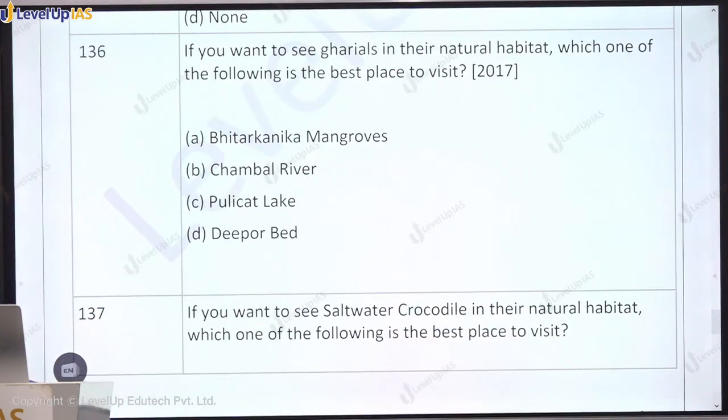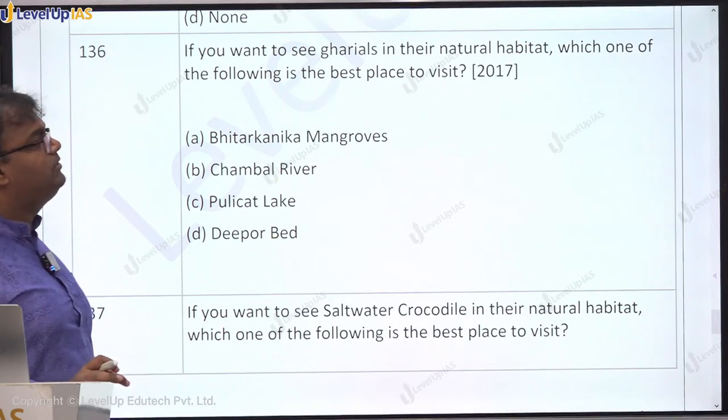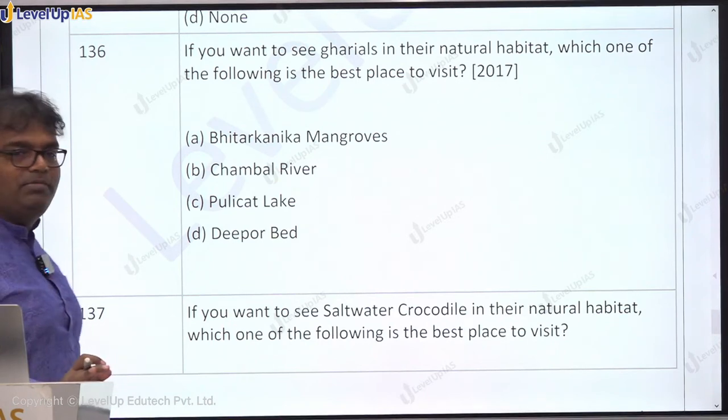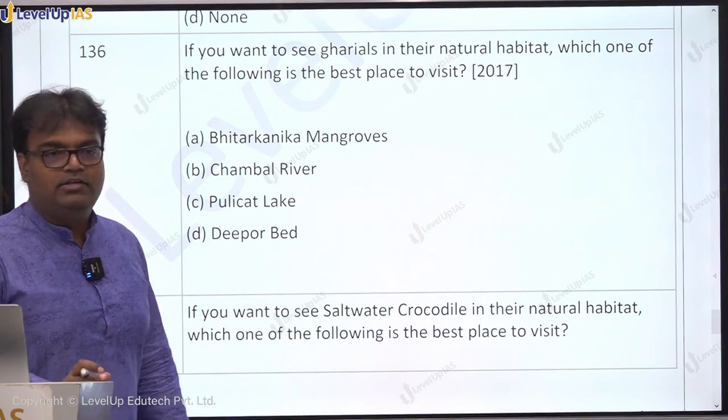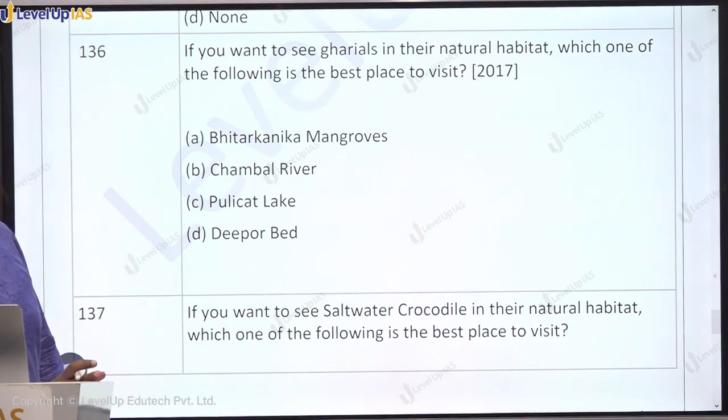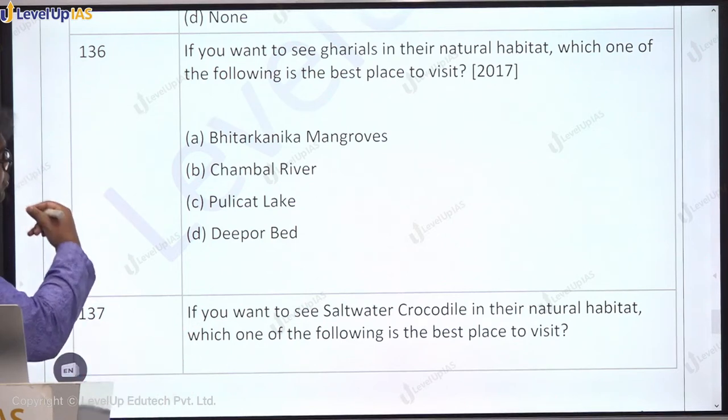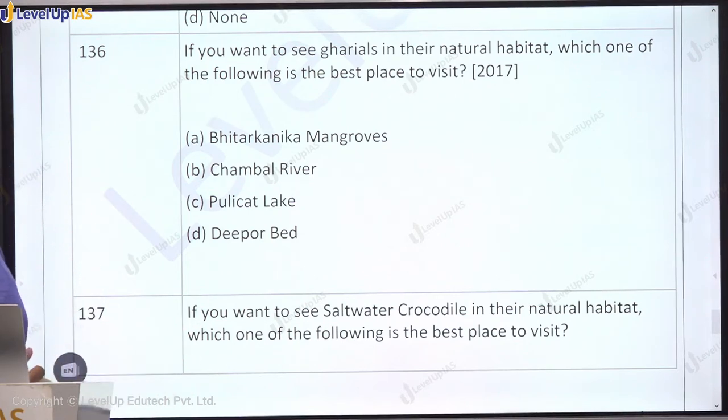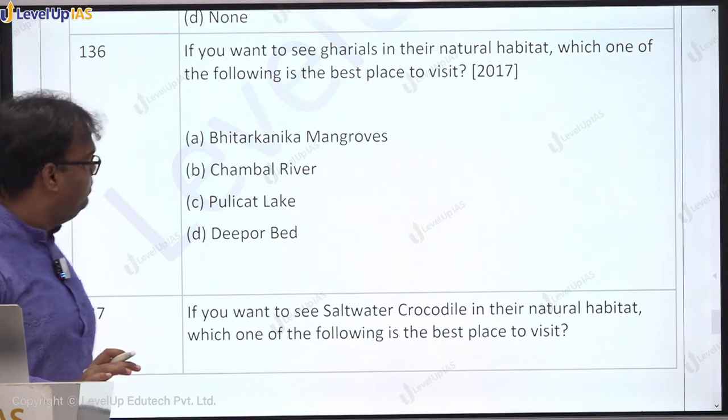136. If you want to see ghadiyals in their natural habitat, which one of the following is the best place to visit? Chambal River. Chambal River has the vulnerable. Us time hoga. Us time ka scenario hoga. Let's come to Chambal. 136 ka B. 136 ka B. Fine. Easy.